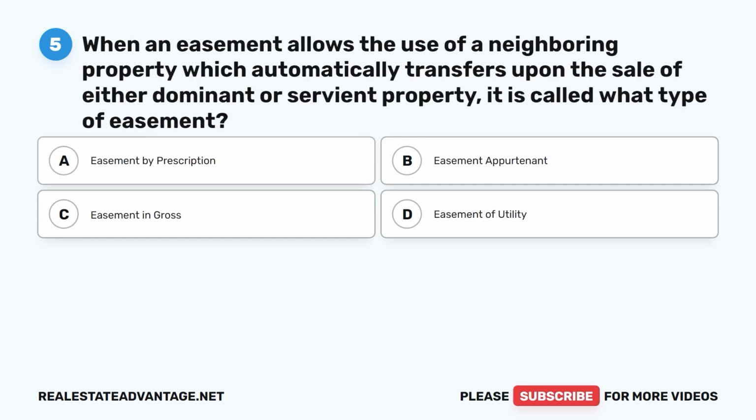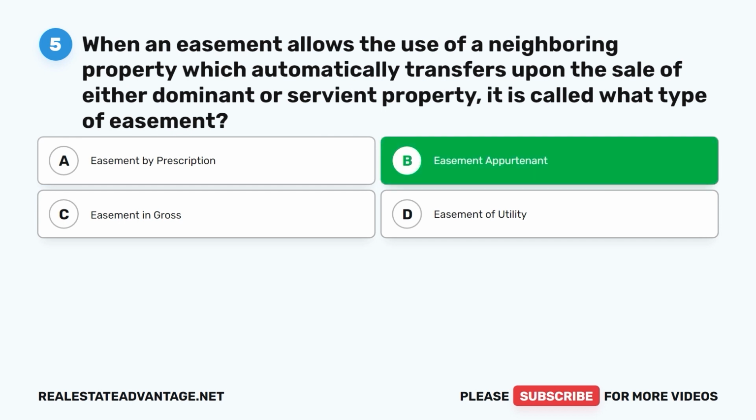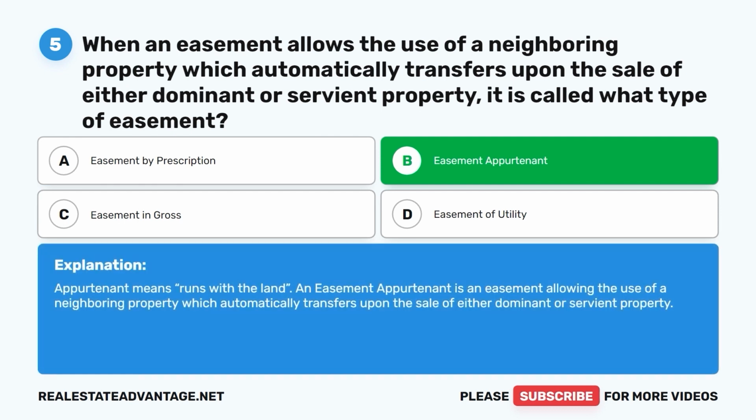Question 5. When an easement allows the use of a neighboring property which automatically transfers upon the sale of either dominant or servient property, it is called what type of easement? A. Easement by prescription, B. Easement appurtenant, C. Easement in gross, D. Easement of utility. The correct answer is B. Easement appurtenant. Appurtenant means runs with the land. An easement appurtenant is an easement allowing the use of a neighboring property which automatically transfers upon the sale of either dominant or servient property.